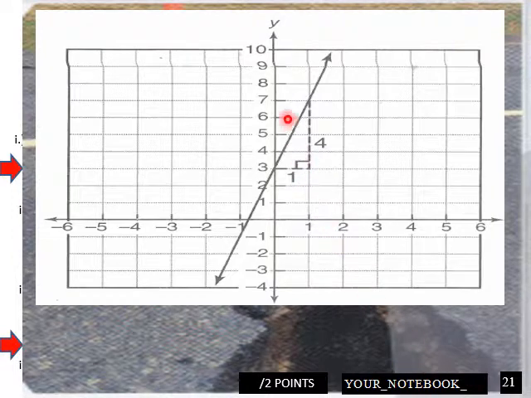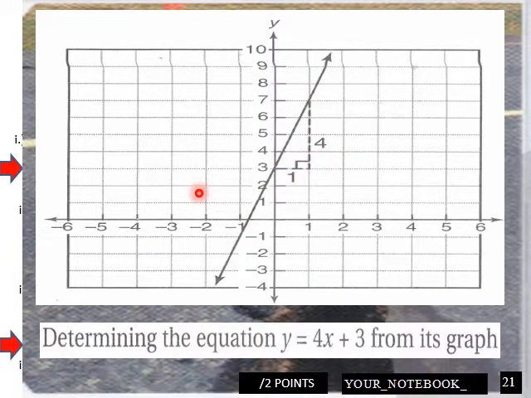So this will be your notebook here. Here's your rise over run. You go up 4, you go over 1, so it has a positive slope of 4. y equals 4x plus 3. Here's the y-intercept.